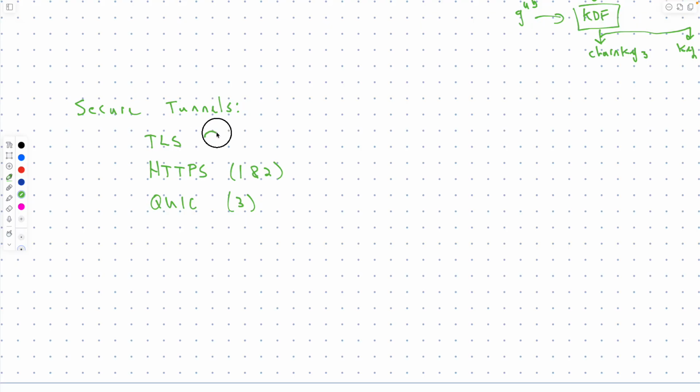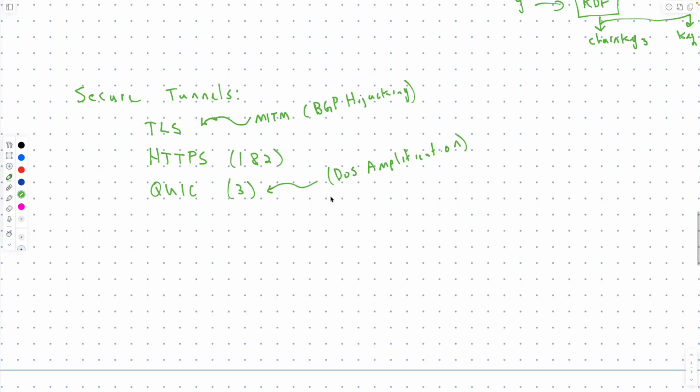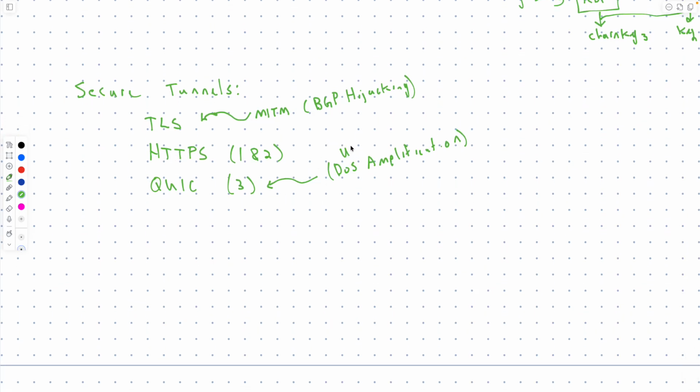In order to motivate the man-in-the-middle attack, because that's what a secure tunnel protects you against, we also talked about BGP hijacking, that kind of thing. And then because QUIC runs over UDP, we had a brief discussion of DoS amplification attacks, which is something that you don't really have to care about when you're running over TCP, but once you run over UDP, then it becomes an issue.